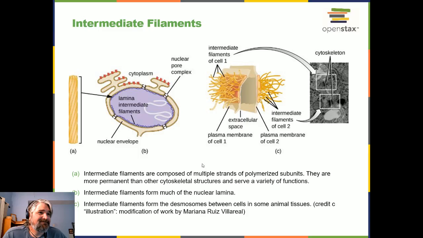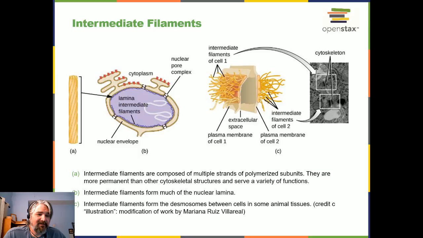So intermediate filaments, these are a group of filaments that act as cables within the cell. They are termed intermediate because their 10 nanometer size is between that of actin, but thinner than microtubules. So we have several strands of polymerized subunits that are in turn made up of a wide variety of monomers. They tend to be more permanent and maintain the position of the nucleus. They also form the nuclear lamina.